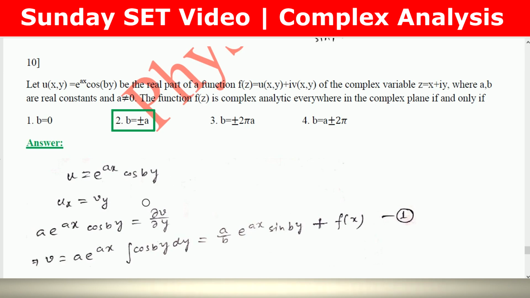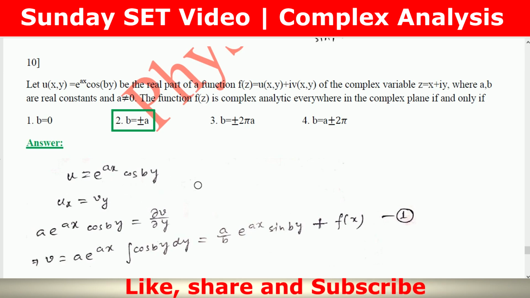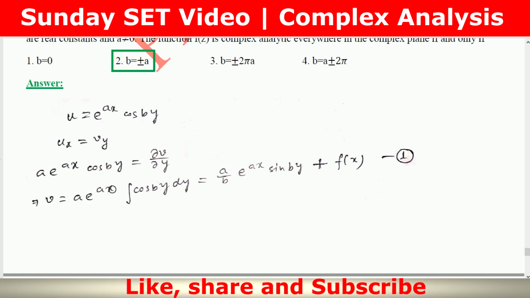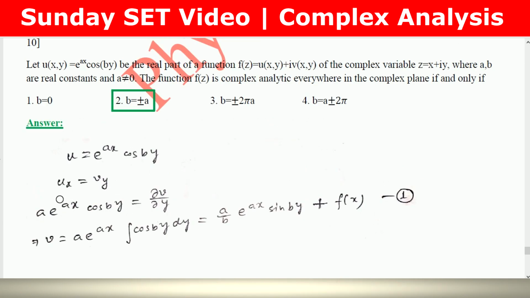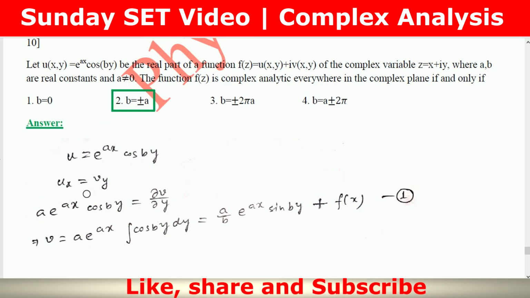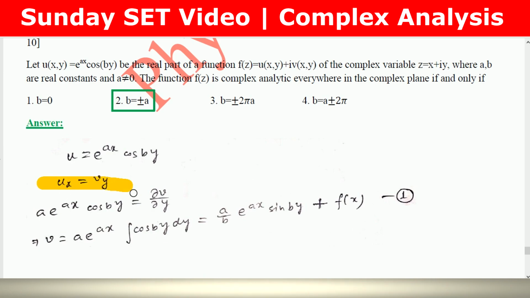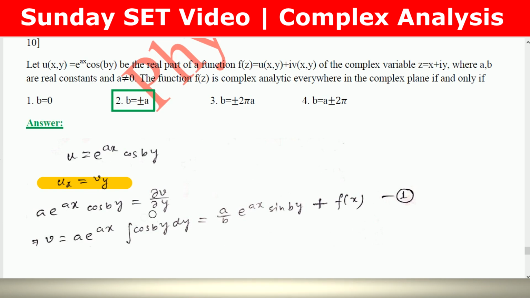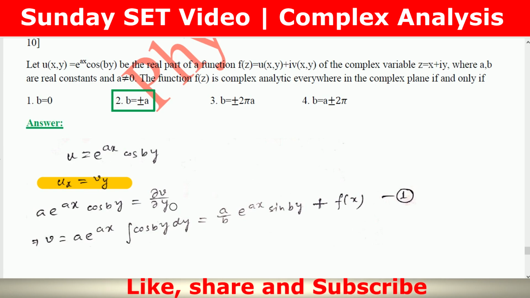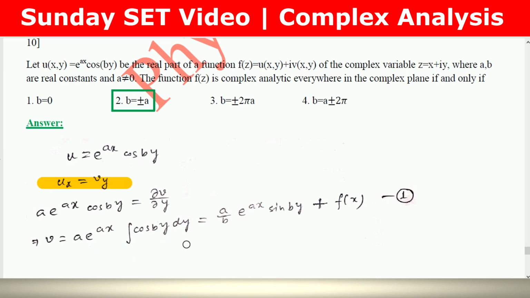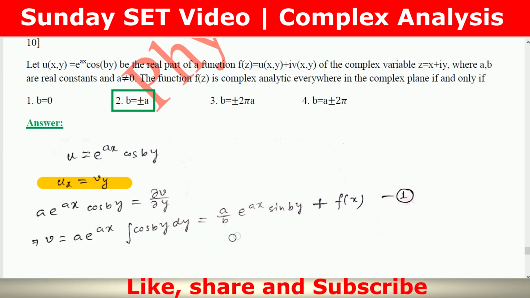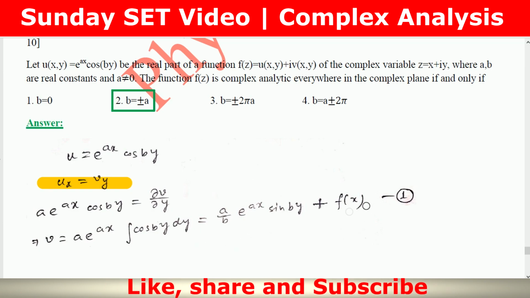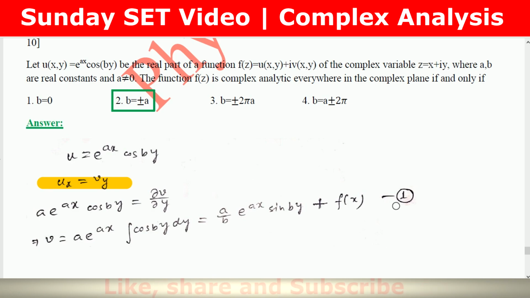So this is the function you are given, u equals e to the power ax cos by, and we are writing u_x, meaning differentiation of u with respect to x. According to the Cauchy-Riemann equation, this formula should hold: u_x equals v_y. Taking the derivative with respect to x, a e to the power ax cos by equals del v by del y. Therefore v equals a by b e to the power ax sin by. We are integrating with respect to y, so the integration constant will be a function of x. So this is equation 1.